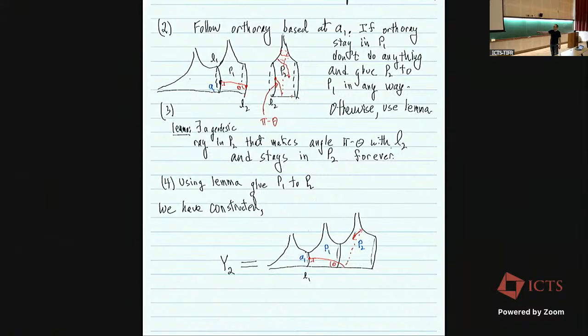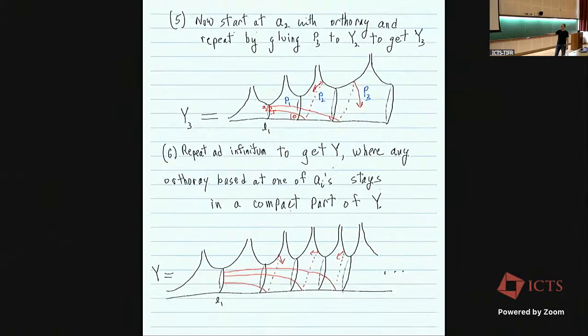Okay, so I just constructed, this is step one. I just constructed this subsurface Y2 in which if you start at an ortho ray at A1, you stay inside here, in this compact part. Now guess what I'm going to do? Now we're going to go to A2. So A2 is somewhere along here too. And we're going to follow an ortho ray out from A2.